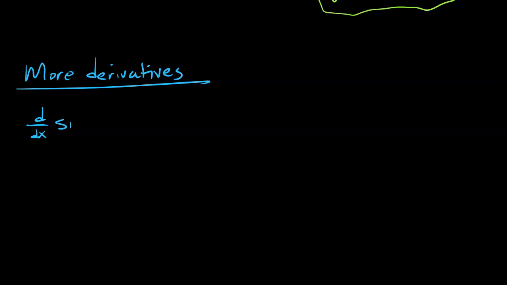So the first one is the derivative of sine of x. Second one, cosine of x.